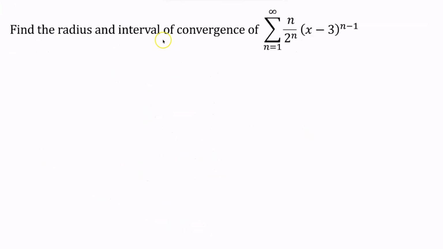Let's find the radius and interval of convergence of the sum from n equals 1 to infinity of n over 2 to the n times the quantity (x minus 3) to the n minus 1. So this is not a geometric power series. We have a function of n in front of this quantity (x minus 3) to the n minus 1, so we're going to have to start by applying either the ratio or the root test.